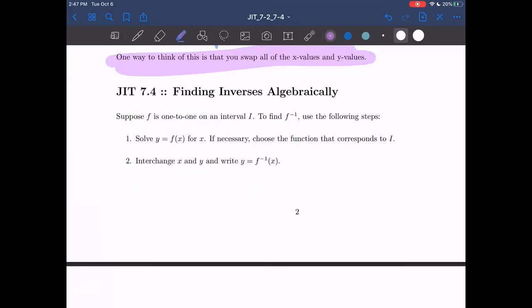Okay, if we're going to do this algebraically, we want to just swap all of the x and the y values, in a sense. So to calculate it algebraically, we'll solve y equals f of x for x. And if necessary, we'll choose the function that corresponds to our given interval. And then we'll interchange x and y, and we write it using our function inverse notation.